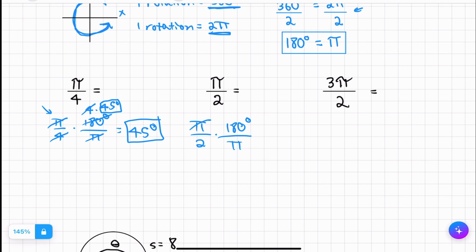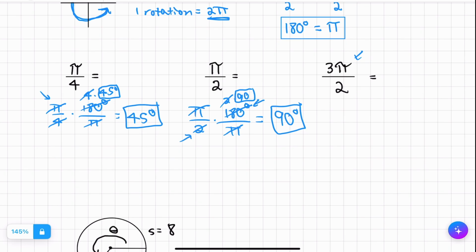The pi can cancel now. Now we have 2 in the denominator, so we want a 2 in the numerator so that we can cancel the 2's. We can break 180 into 2 times 90 degrees, and we can cancel those 2's, and we're just left with 90 degrees. And 90 degrees is our final answer. Go ahead and pause the video and try this one on your own.